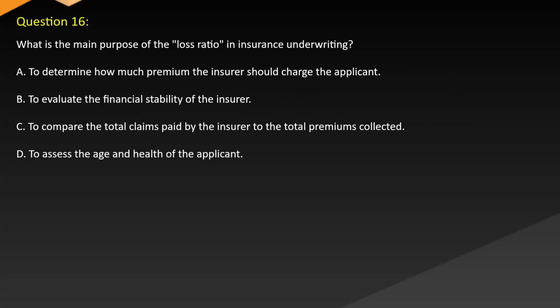Question 16. What is the main purpose of the loss ratio in insurance underwriting? A. To determine how much premium the insurer should charge the applicant. B. To evaluate the financial stability of the insurer. C. To compare the total claims paid by the insurer to the total premiums collected. D. To assess the age and health of the applicant.